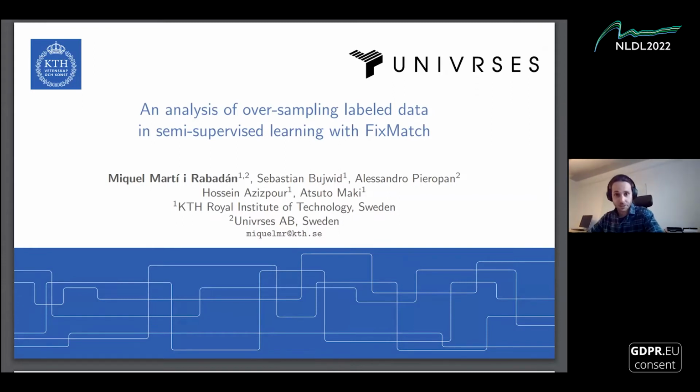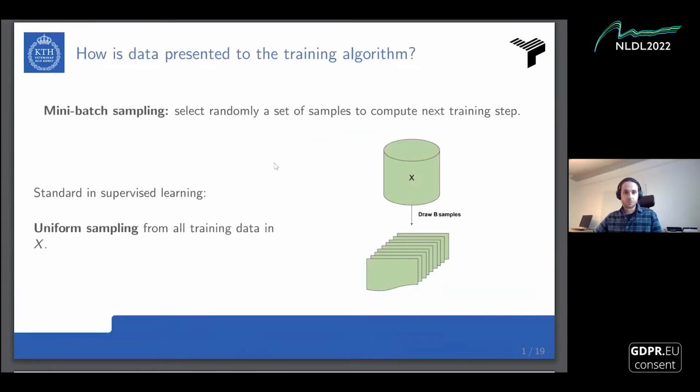And today I'm going to be talking about this work that we did with Sebastian Buivit, Alessandro Pieropan, Hossein Azizpour, and Atsu Tomaki. And this is really about how data is presented during the training in semi-supervised learning. First, how data is presented is really how one is sampling mini batches from the whole training set.